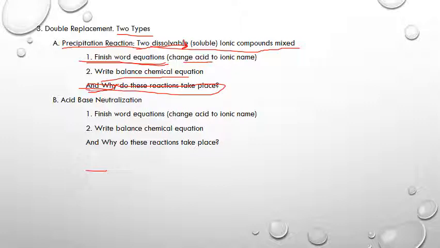For acid-base neutralization reactions, same thing. I'll give you the reactants and words. You finish them off. You want to change the acid to an ionic name, write the initial and balanced equation, and tell me why these reactions take place.